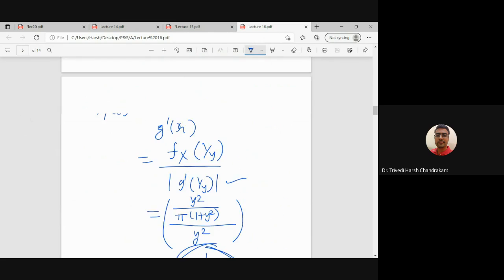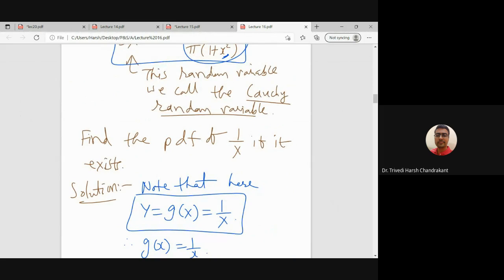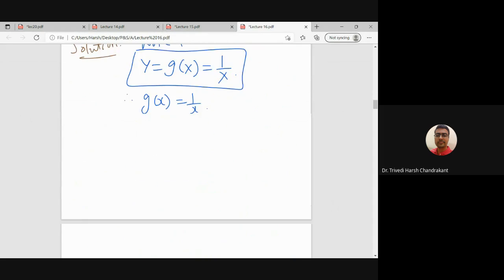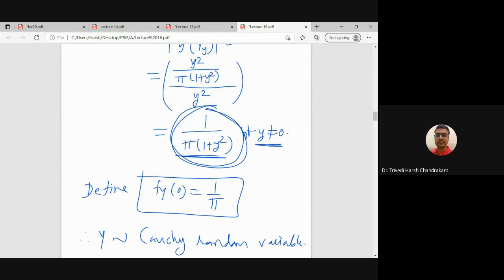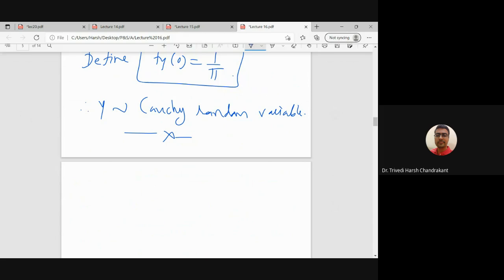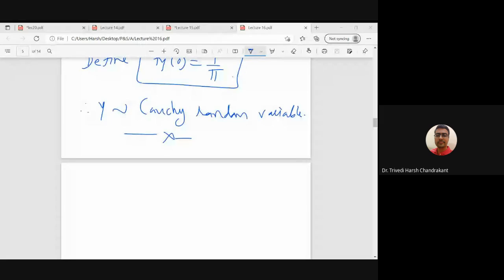So even though we have taken the inverse random variable, in this case we are getting the same random variable. It is not necessary that every time we get the same random variable, but for this particular example, we are getting the same random variable. Okay, so let me stop here. If you have doubts, you can ask now.